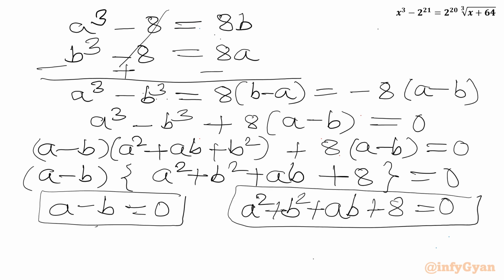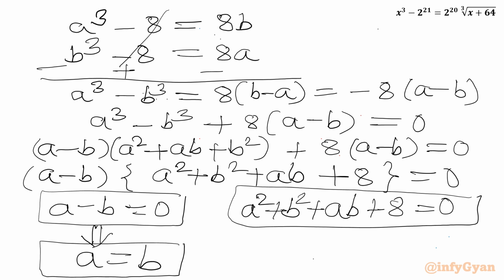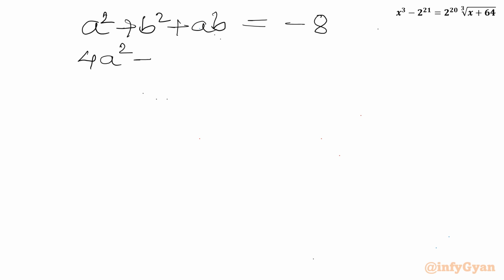So from first equation I can conclude a equal to b. And from second equation, which I will write here, a square plus b square plus ab equal to negative 8. Let's multiply this equation with 4. So I can write 4a square plus 4b square plus 4ab equal to negative 32.